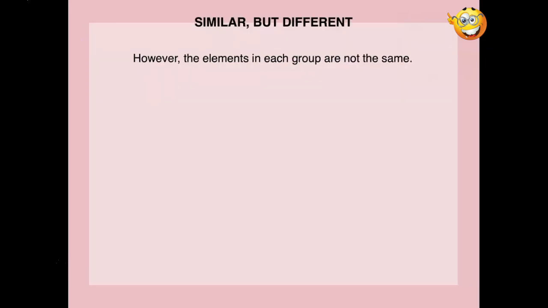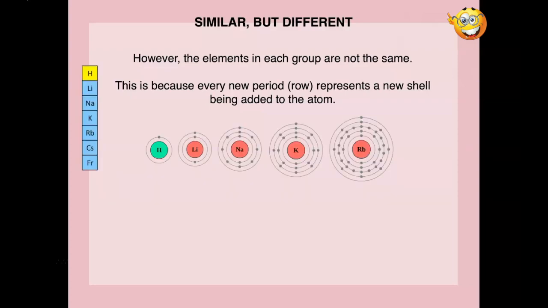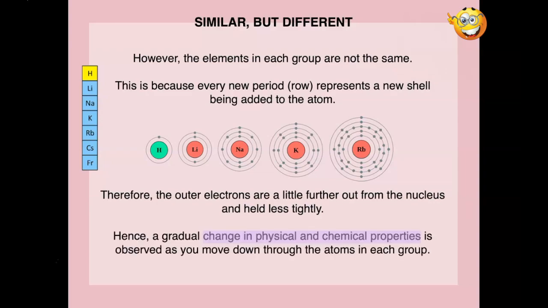However, the elements in each group are not the same. This is because every new period, that means row, represents a new shell being added to the atom. On the left hand side of the screen, that column there is elements of group 1. And as you go down the list, if you look at the atomic structure on the screen there too, hydrogen has 1 outer shell, lithium has 2, sodium has 3, potassium has 4, etc. As you go down the rows, there is an extra shell being added. Therefore the outer electrons are a little further out from the nucleus and held less tightly. Hence a gradual change in physical and chemical properties is observed as you move down through the atoms in each group.